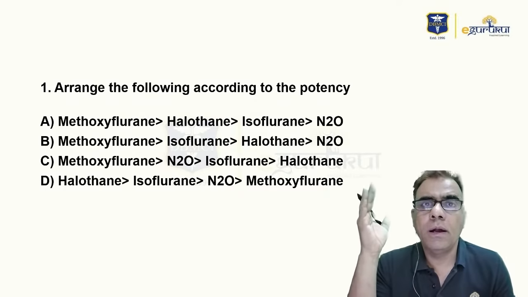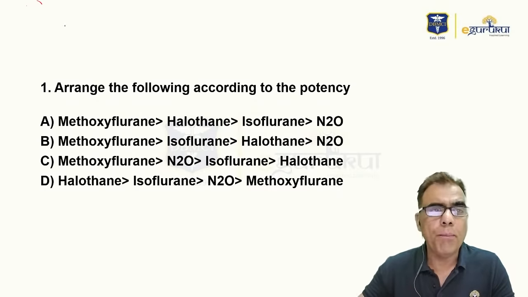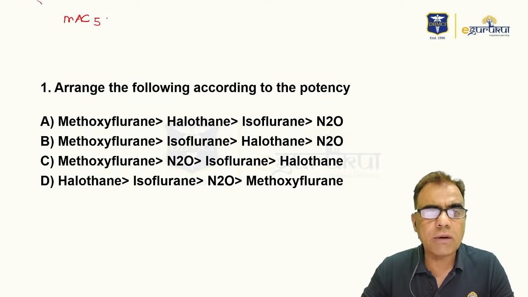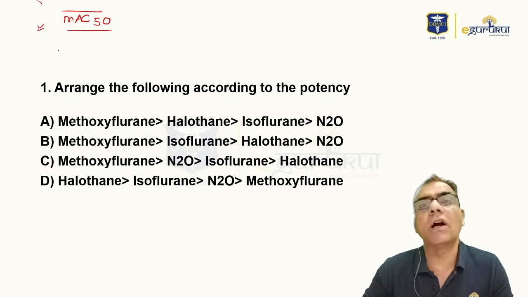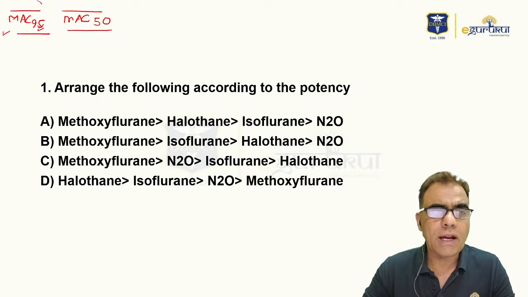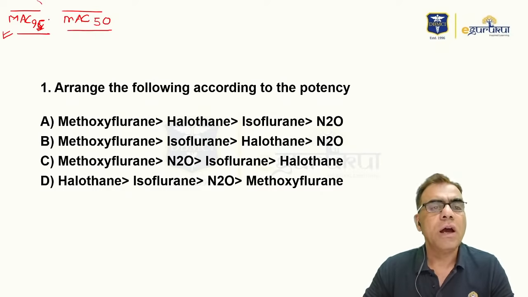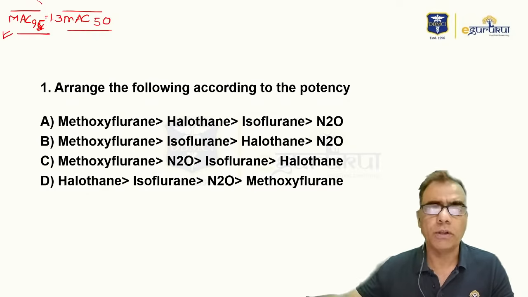It's very clear from the definition: the minimum concentration which produces effect in 50% of subjects is called MAC 50, but that is not sufficient. We want the effect in almost 100% of patients. So practically we go by MAC 95, the minimum concentration which produces effect in at least 95% of patients. And MAC 95 is usually 1.3 times MAC 50.